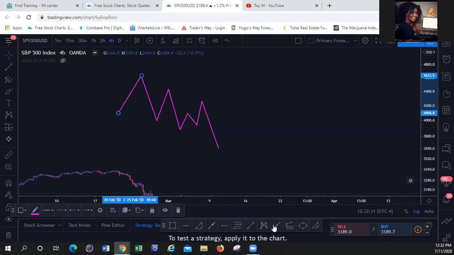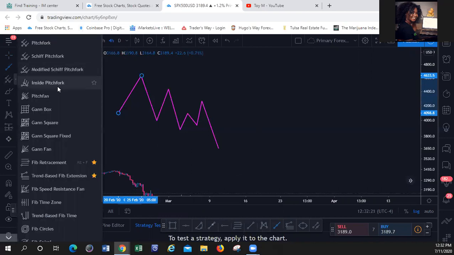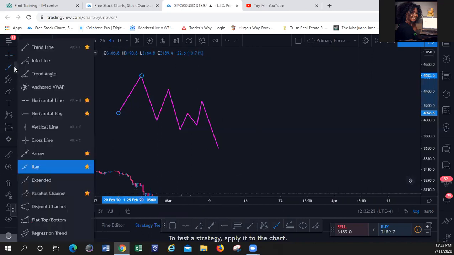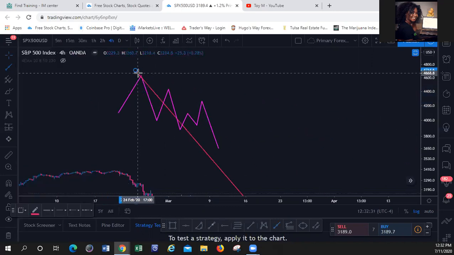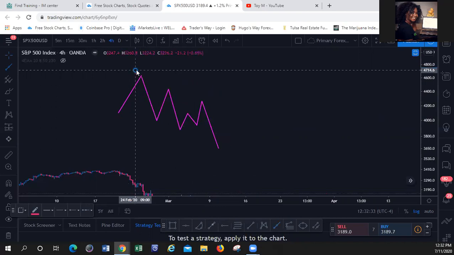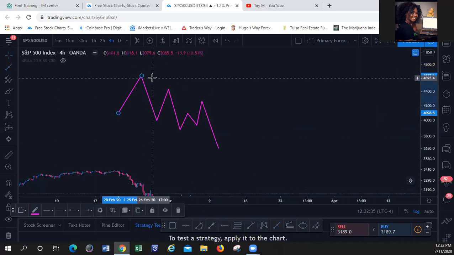So the tool that I like to use when I'm identifying a trend is the Ray tool. You can find this tool, it's in my favorites button, but you can find it here where the trend line is, open it up, and it's right here, the Ray, okay? So I grab this Ray function and I want to put my first point here.